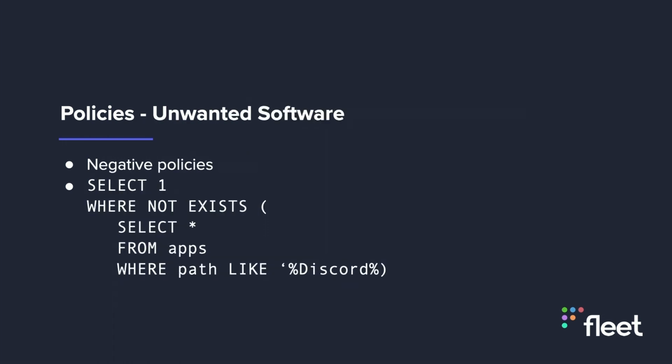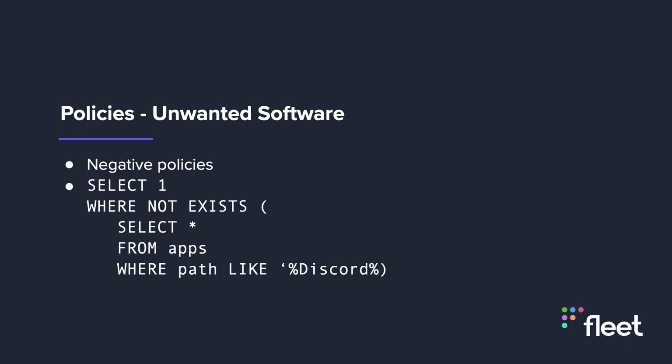Other things we can look for here is unwanted software. And for this, we have a concept of negative policies. So it gets a little crazy where we're saying where not exists. So we're looking for, maybe we don't want Discord on our machines. Because we actually want our employees to get stuff done during the day. But I would say take Slack off the machines personally.